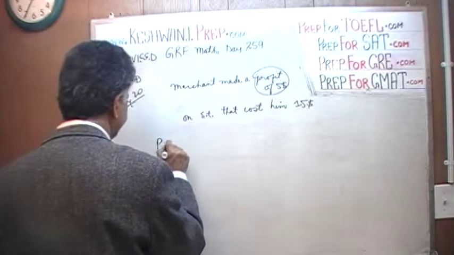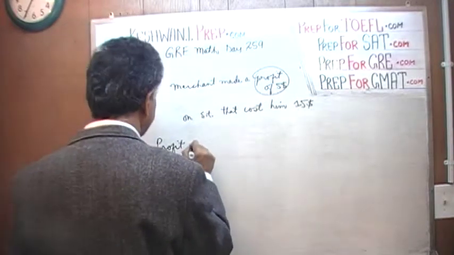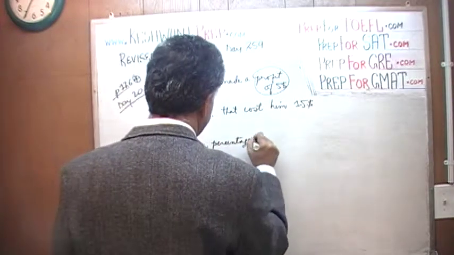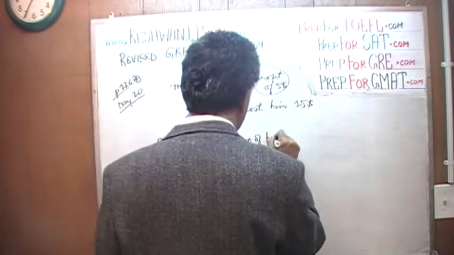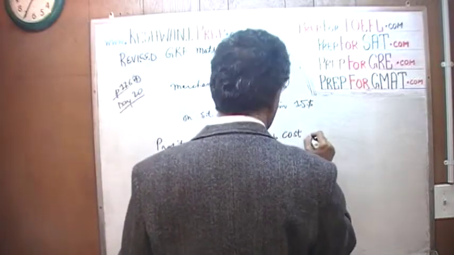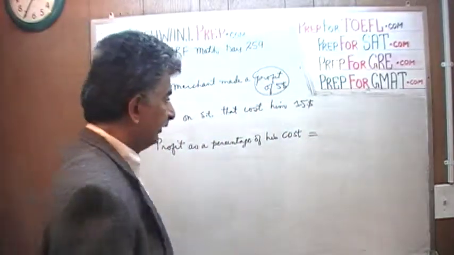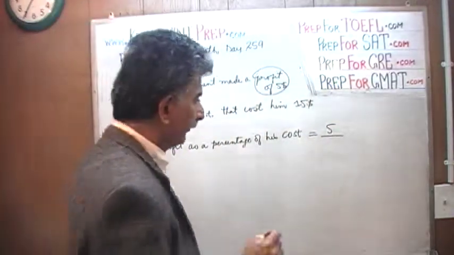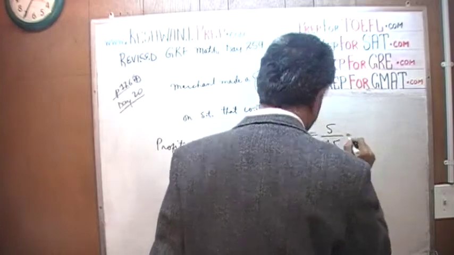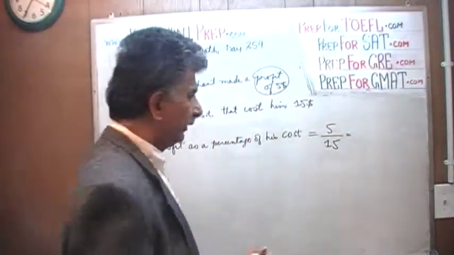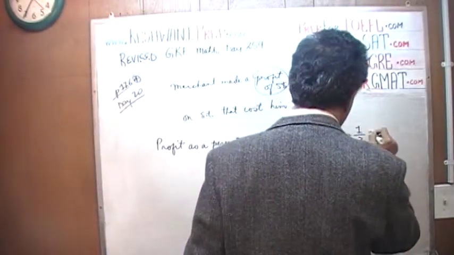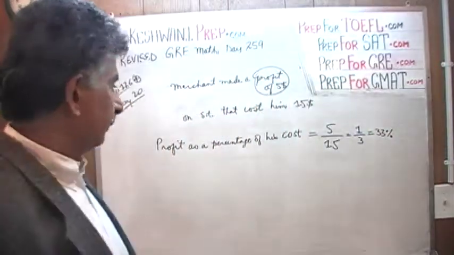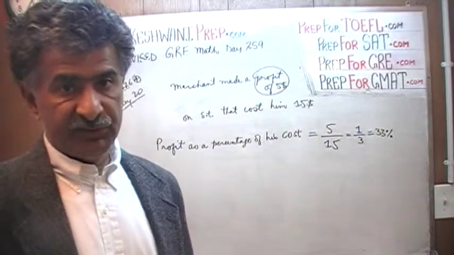Profit as a percentage of his cost. Well, he made a profit of $5 on something that cost him $15. So that's pretty straightforward. That's a ratio of 1 to 3, 1/3. 1/3 is 33%. So the profit as a percentage of cost is 33%.